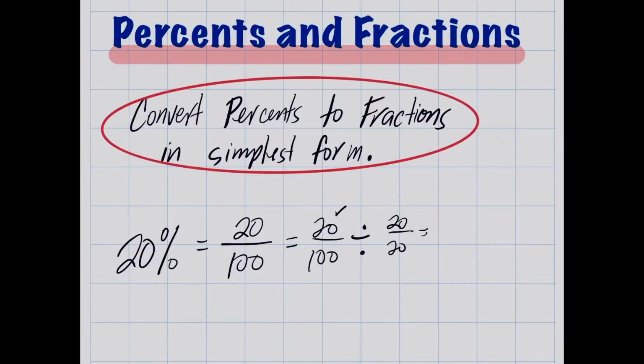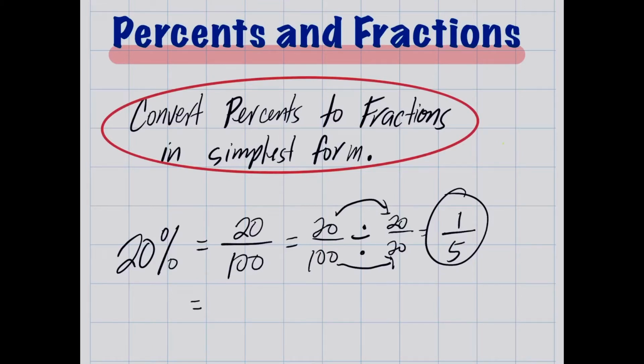So divide that, 20 divided by 20 is 1. And then 100 divided by 20, that is 1/5. Okay, so another way is this.